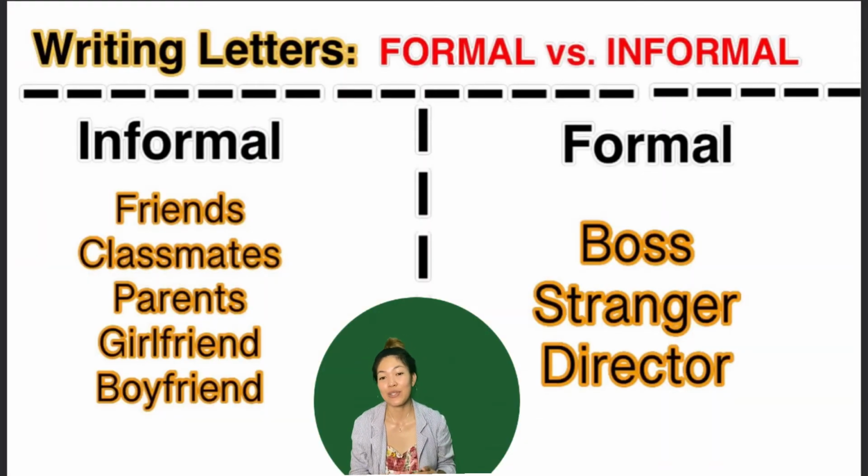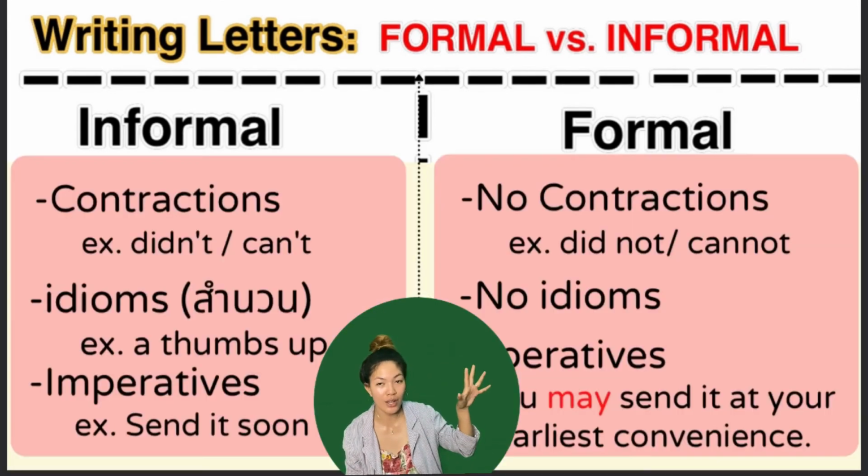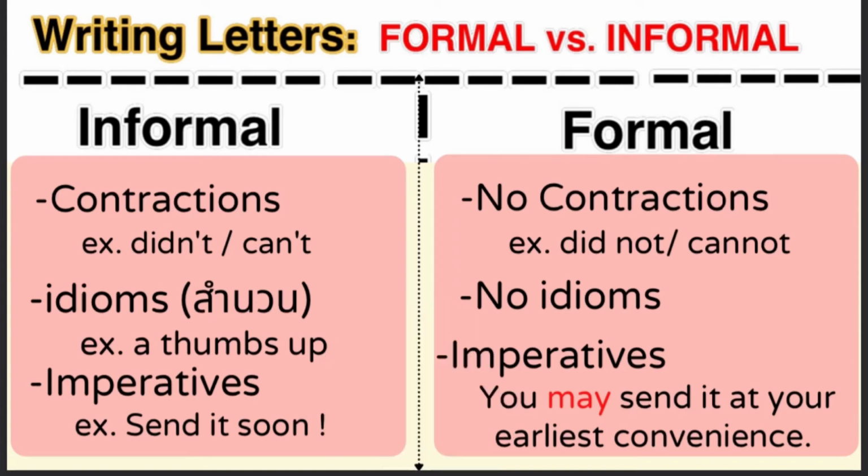As I mentioned a while ago, as you can see, formal is for your boss, stranger, director, or in a working place. And informal is for your friends, classmates, parents, girlfriend, boyfriend, and so on. So there are more differences, so you will not be confused. What's the difference between informal and formal?